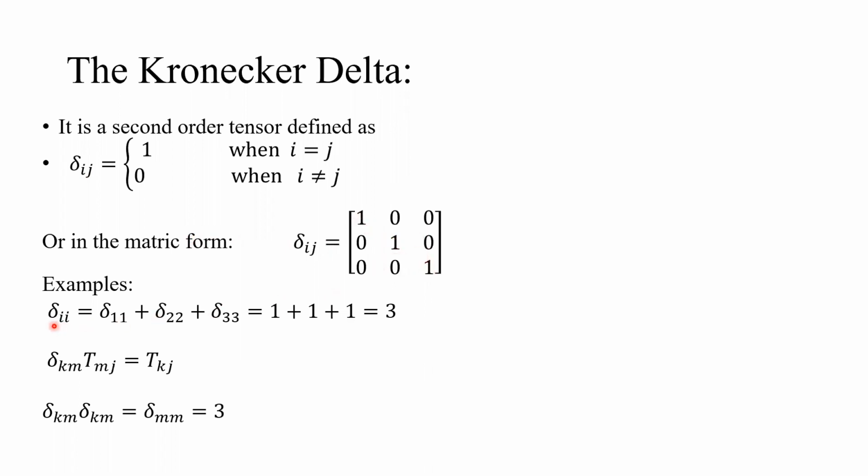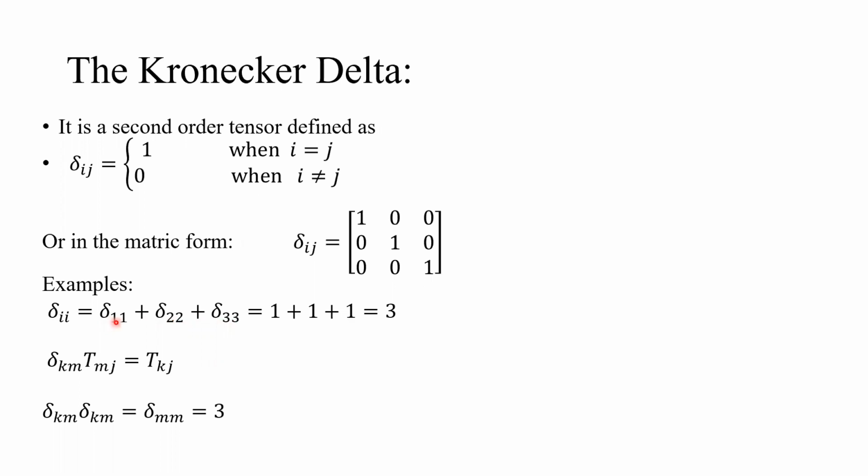If I want to write delta_ii, we have two same indices, so i is a dummy index, so that indicates summation. So sigma_ii means sigma 1 1 plus sigma 2 2 plus sigma 3 3.